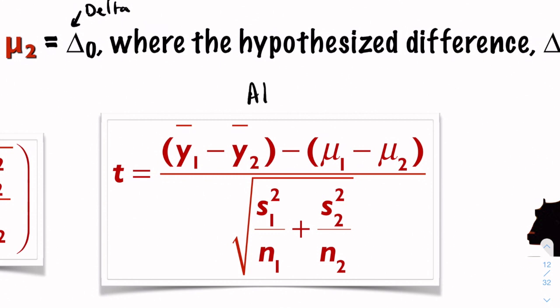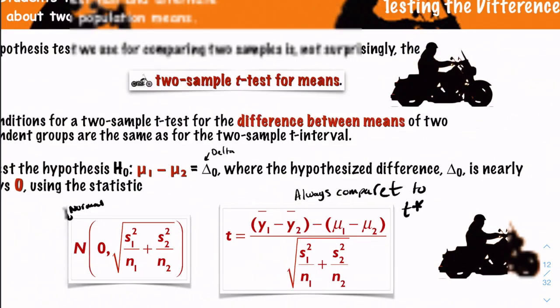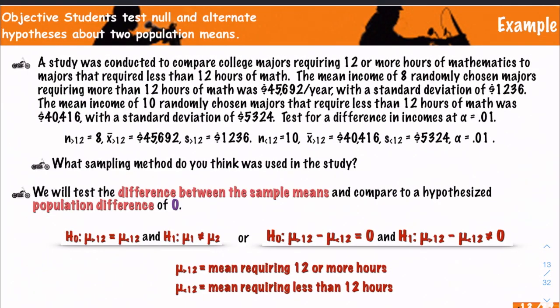We always compare t to the critical value. Same thing with z. So let's try one of these.